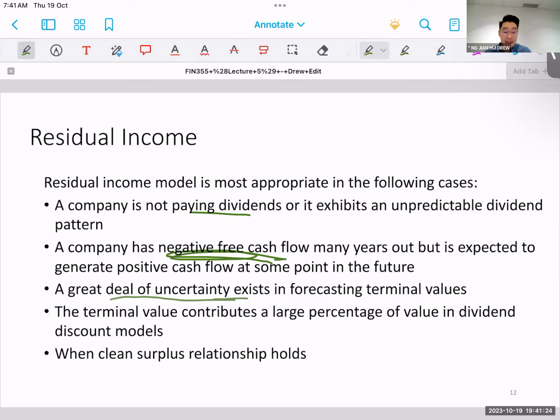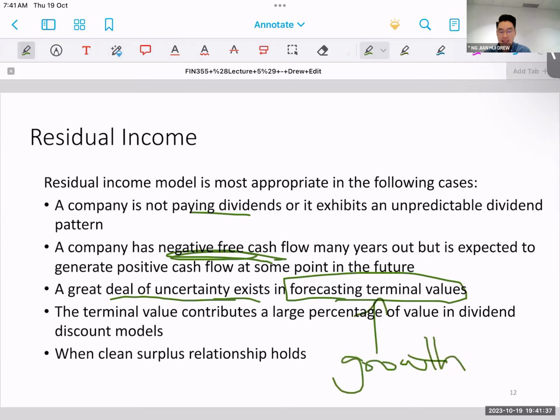Of course, there is great uncertainty in forecasting terminal value, as we talked about, because free cash flow models place emphasis on terminal value, in particular forecasting the growth factor. What is terminal value? Terminal value is a growing perpetuity, which is strongly affected by the growth factor g. Okay, and when clean surplus holds, when you use residual income, terminal value contributes a large proportion.